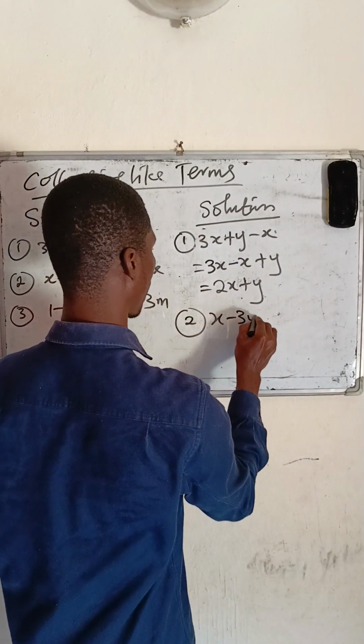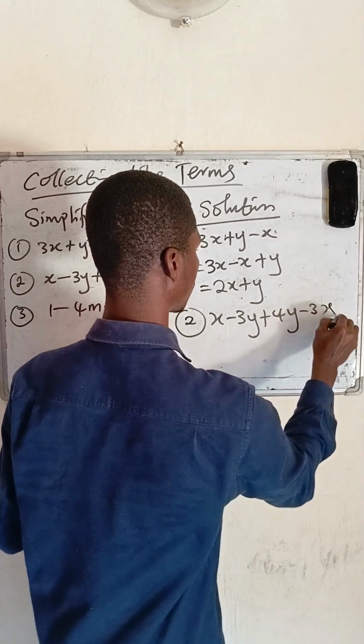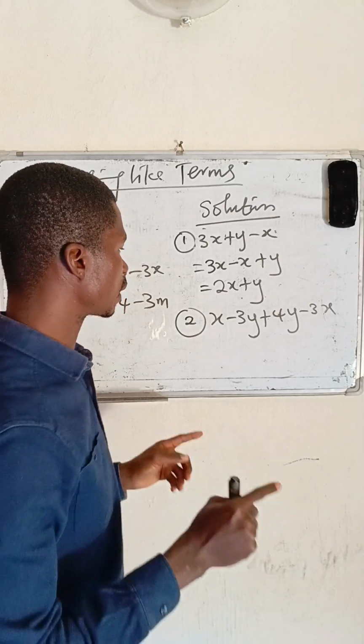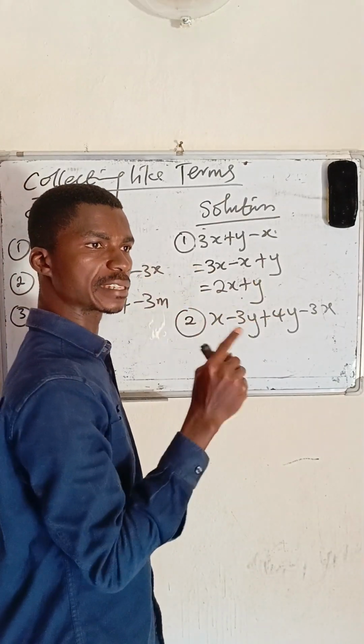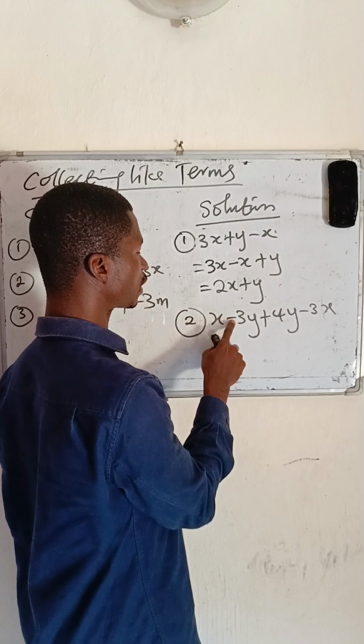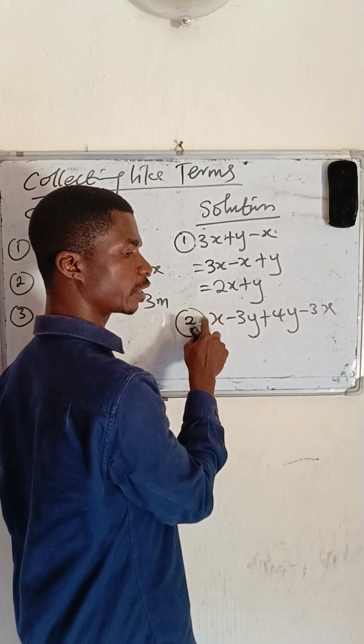x minus 3y plus 4y minus 3x. What do you do? You bring all the like terms to one side. Take note of the signs. The first thing you do is to understand the signs. What is the sign of this one? Plus, because it comes first. This sign is not for this, it's for this. The sign is plus, but they will not indicate it because it comes first.